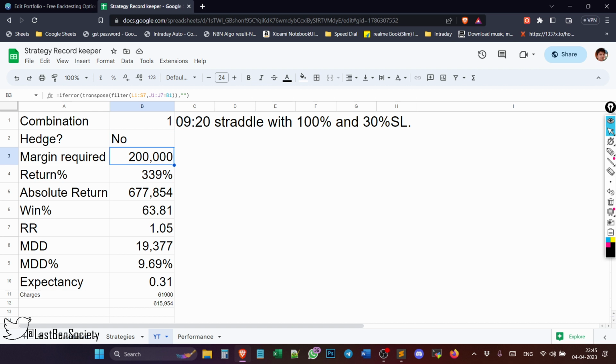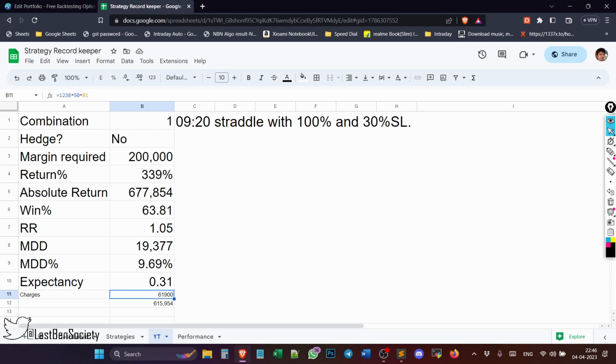It's 2 lakh rupees. And what is the return on this thing? See, the return is 339%. That is not 339% every year, it's over a period of 7 years. That is, if you had started with 2 lakh rupees, today you would have close to 8,77,000, but you have to give some charges also.